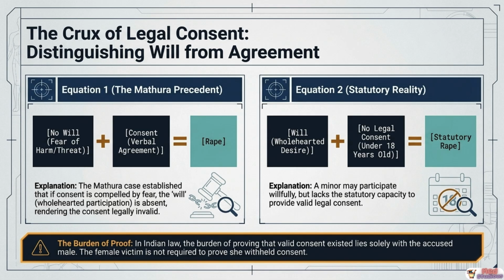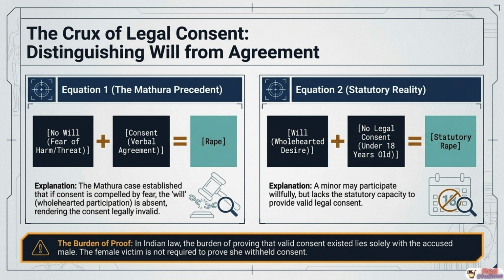The act constitutes rape. Equation 2 establishes the doctrine of statutory rape. A minor may participate with apparent willingness, but lacks the legal capacity to provide valid consent, regardless of their expressed agreement. The age threshold is 18 years.